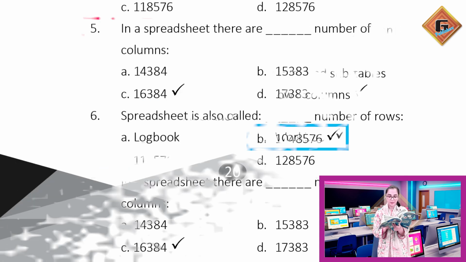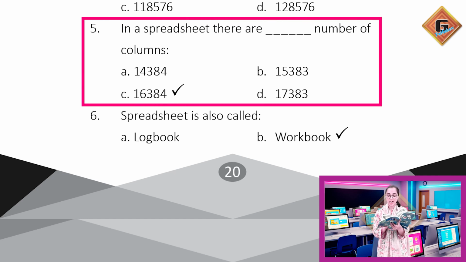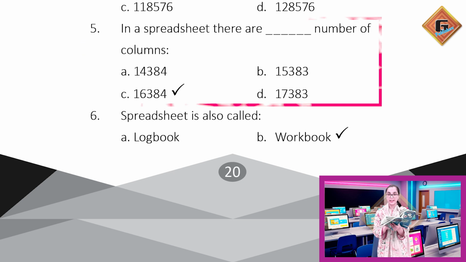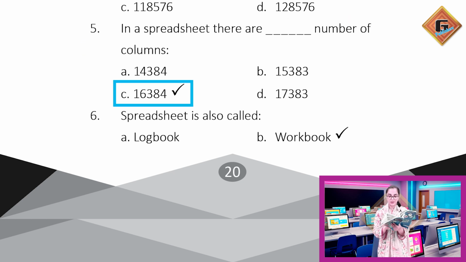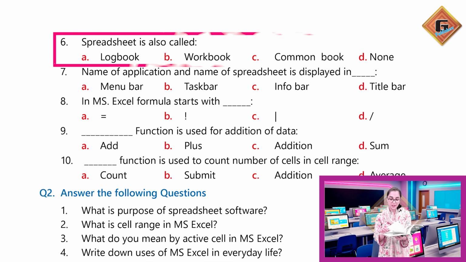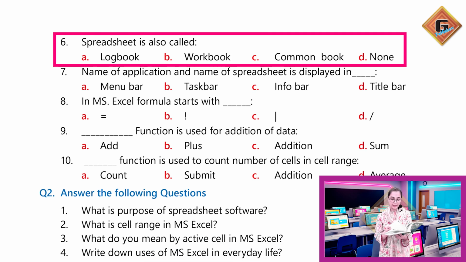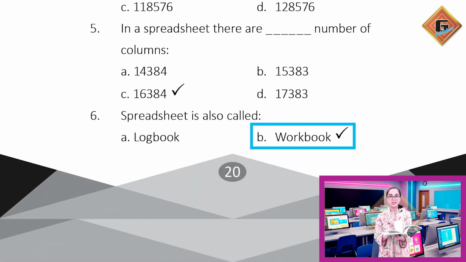10,48,576. Fifth MCQ is in a spreadsheet there are dash number of columns. A. 14,384, B. 15,383, C. 16,384, or D. 17,383, and the correct answer is C. 16,384. Sixth MCQ is spreadsheet is also called A. Logbook, B. Workbook, C. Common book, D. None, and the correct answer is B.